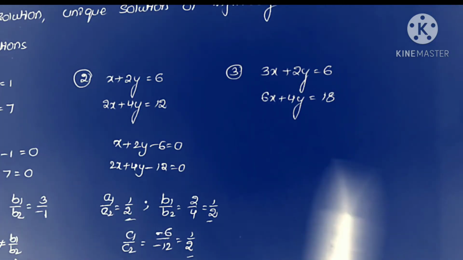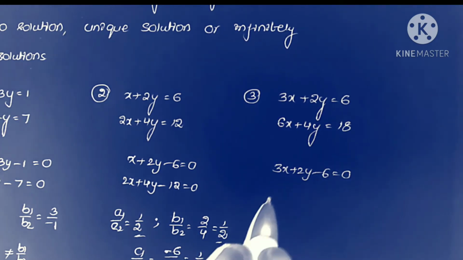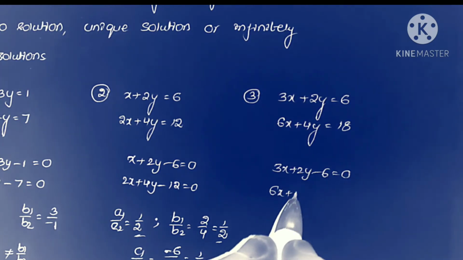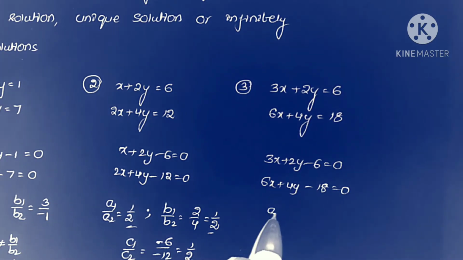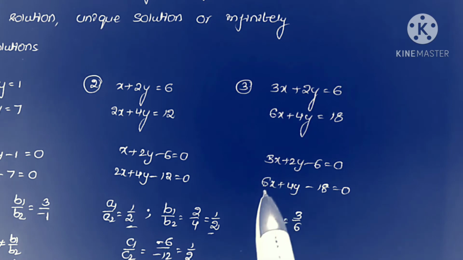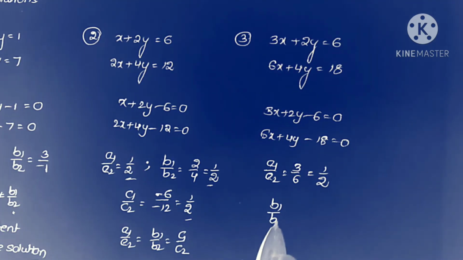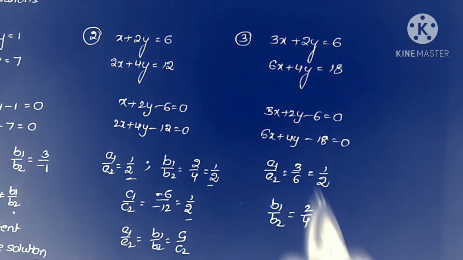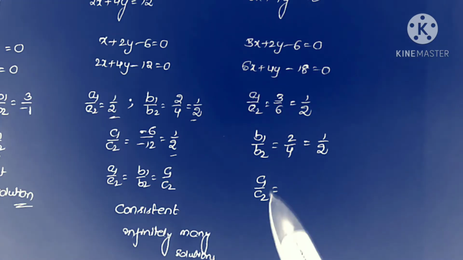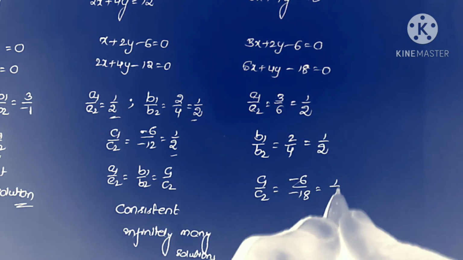And the third problem: the first equation is 3x plus 2y minus 6 equal to 0 and the second equation is 6x plus 4y minus 18 equal to 0. So what is a1 by a2? a1 by a2 is equal to 3 by 6, that is 1 by 2. And b1 by b2 is equal to 2 by 4, y coefficient by y coefficient, that is 1 by 2. And what is c1 by c2? Minus 6 by minus 18, that is 1 by 3.